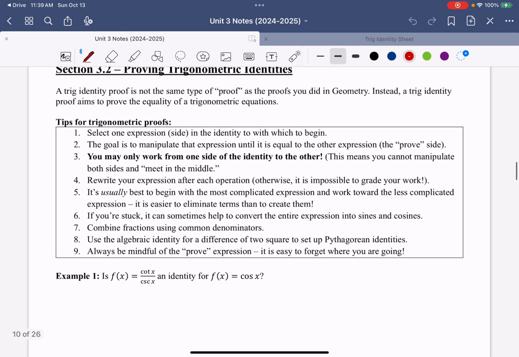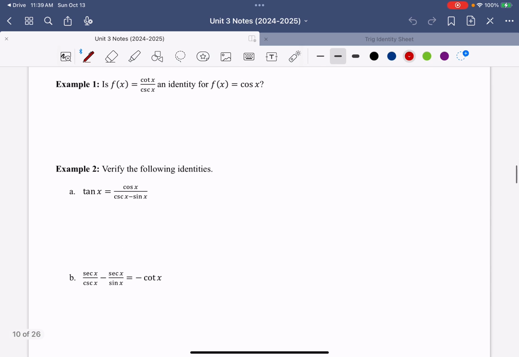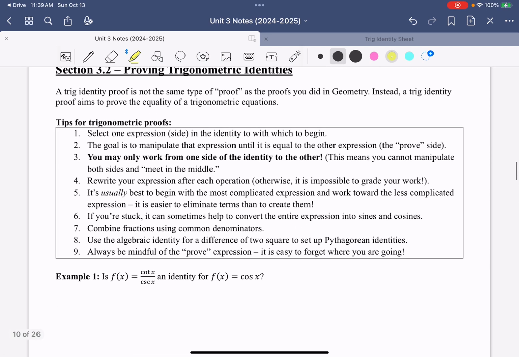We do have some tips for trigonometric proofs. First, we're going to select one expression or one side in the identity with which we're going to begin. Okay, so what that means is that we're either going to start with the left-hand side or we're going to start with the right-hand side. Your goal is to manipulate the expression until it's equal to the other. Okay, so simplify it down until it matches the other.